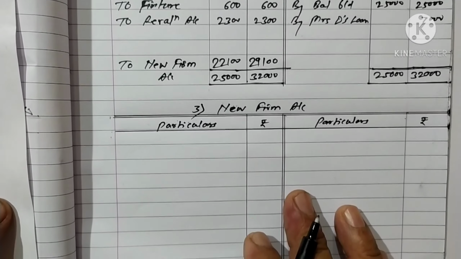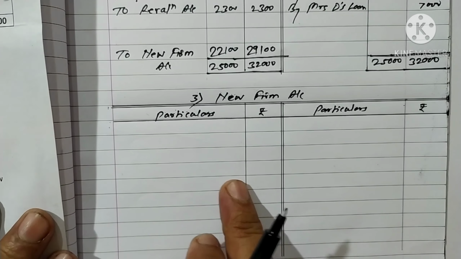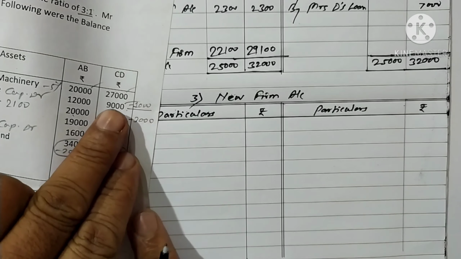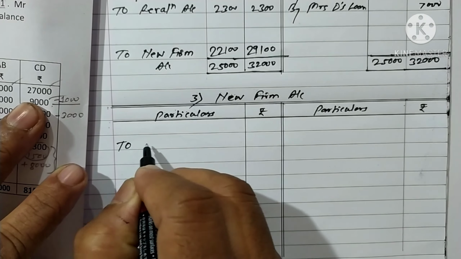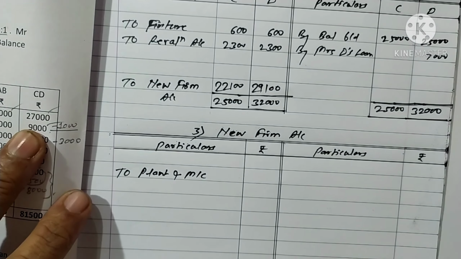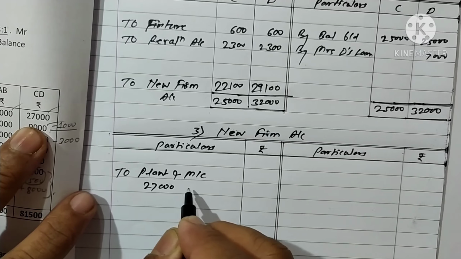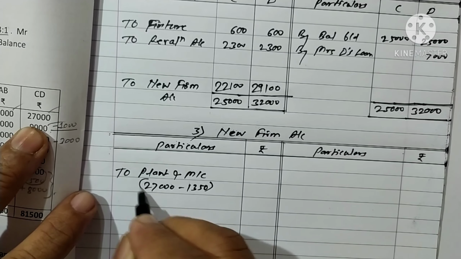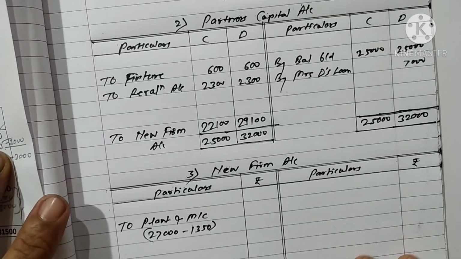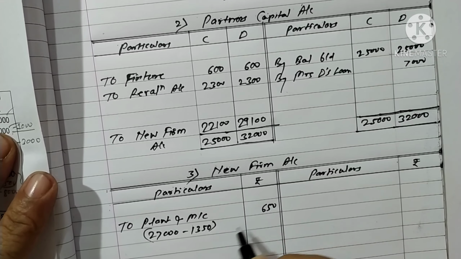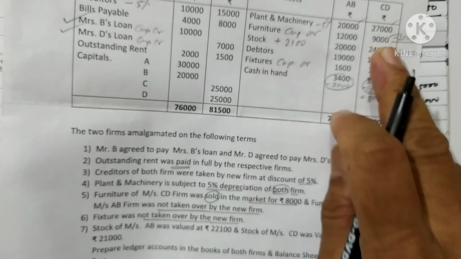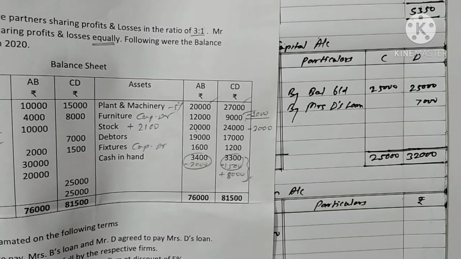Now we try to close the new firm account. Here all revised assets on debit side, all revised liabilities on credit side. Now plant and machinery we write on debit side to plant and machinery, rupees 27 minus 1,350. Here deduction, we subtract figures, answer comes 25,650. Furniture is sold in the market, it will not appear in the new firm account.